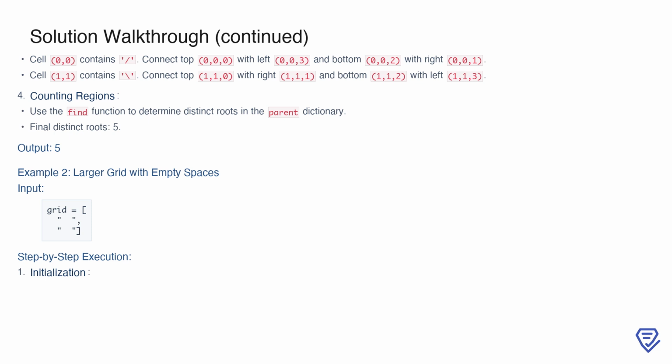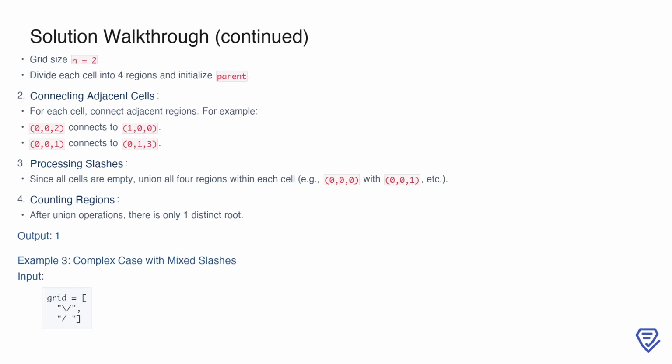Each distinct root corresponds to a separate region in the grid. For this example, there are 5 distinct regions, so the output is 5. Now let's look at a larger grid where all cells are empty.